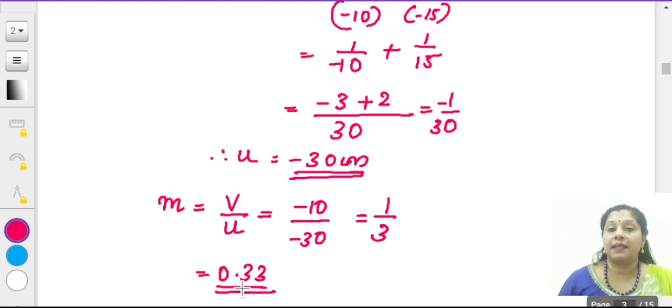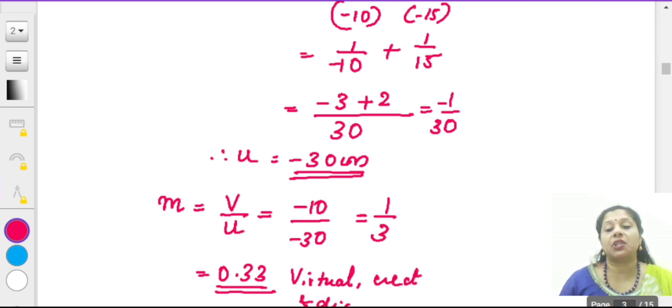So if you analyze this, this is a positive value. So what kind of image is this? Virtual and erect, because for a concave lens we have to get positive. And 0.33 means what? It is a diminished image, less than 1. 0.33 is less than 1. So it is a virtual, erect and diminished image. Image nature is not asked, only magnification is asked. I just told you for your information.